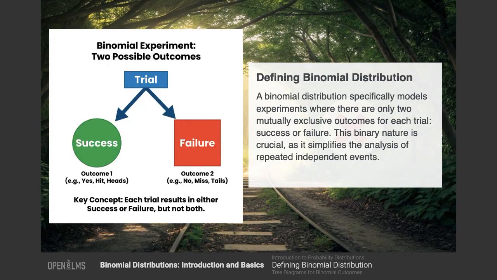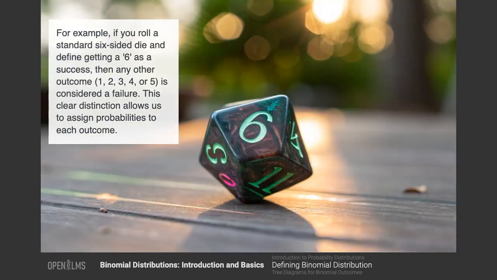Defining binomial distribution. A binomial distribution specifically models experiments where there are only two mutually exclusive outcomes for each trial, success or failure. This binary nature is crucial, as it simplifies the analysis of repeated independent events. For example, if you roll a standard 6-sided die and define getting a 6 as a success, then any other outcome, 1, 2, 3, 4, or 5, is considered a failure. This clear distinction allows us to assign probabilities to each outcome.